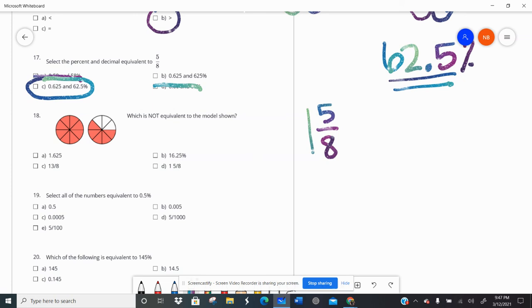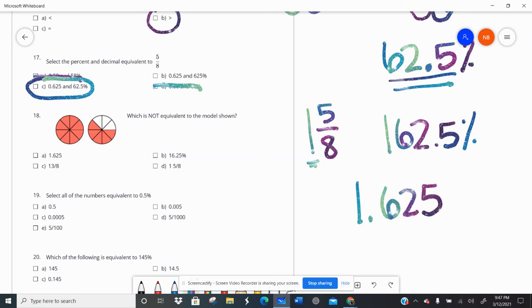There's the percent for 5/8, but I have a 1 now, 162.5%, which would be the same as 1.625 or 1 and 625 thousandths, right? 162.5% because I have that 1 whole. So I can see that B, 16%, is not equivalent, right?